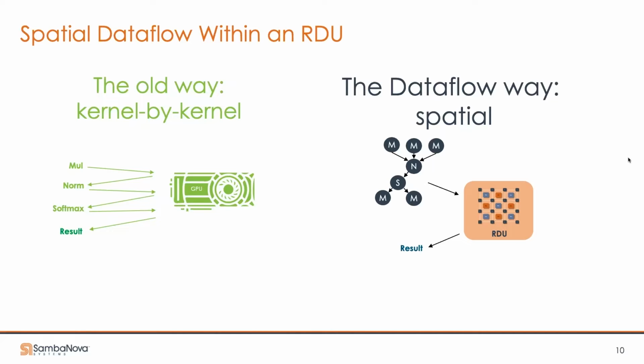However, the data flow graph that a neural network generates can be executed in a fundamentally different way, and this is what the RDU is built for. We execute the data flow graph spatially, and our hardware is designed to exploit parallelism that exists naturally in these data flow graphs.